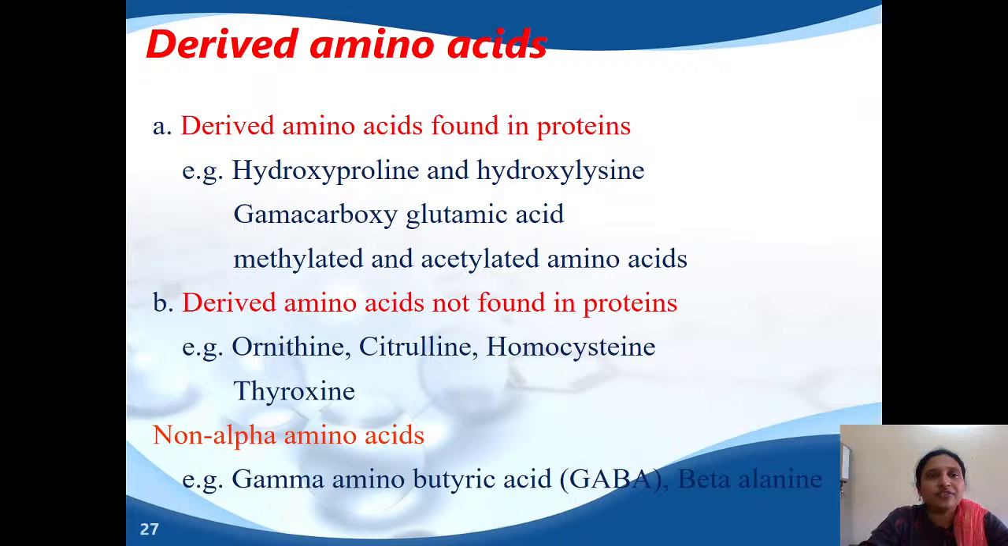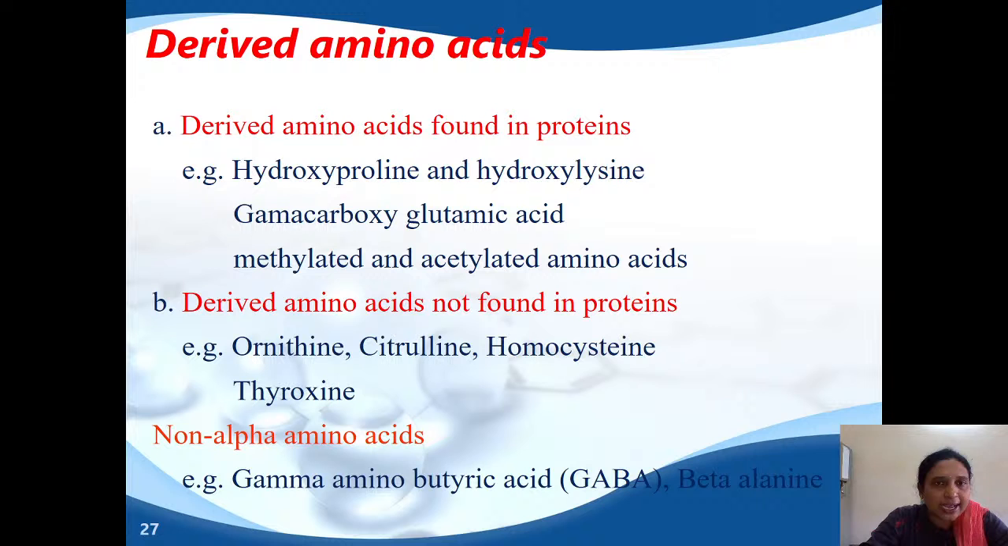Then coming to the next one, another type of amino acid is derived amino acids, or else you can call it non-protein amino acids. Please note down here, another type of amino acids is derived amino acids, or else you can call it non-standard amino acids, meaning non-protein amino acids.